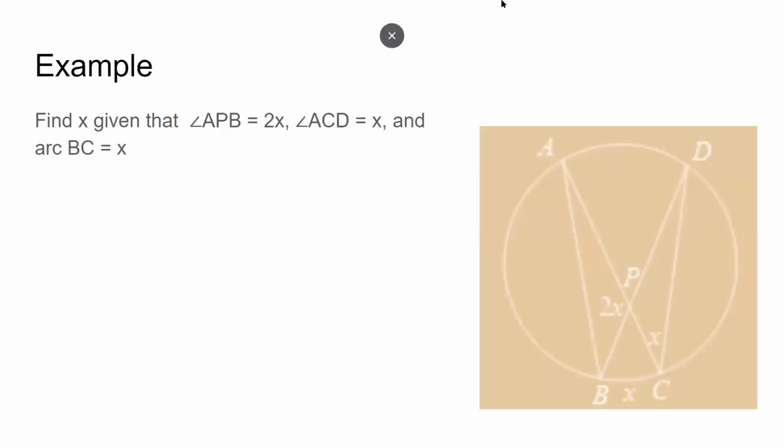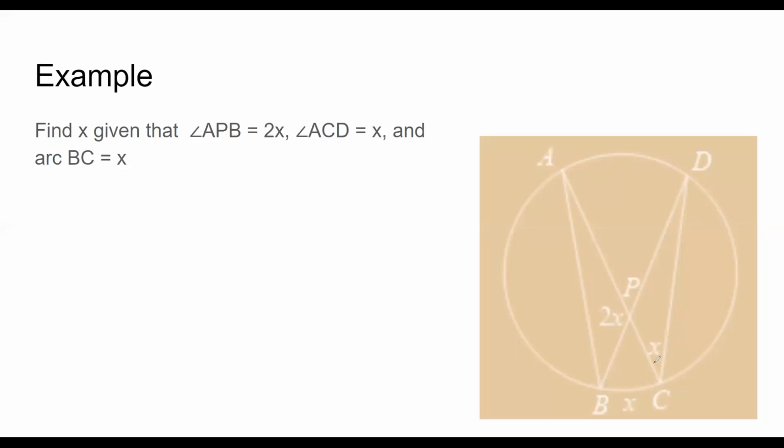So let's do an example here. Find X, which is this angle here, given that angle APB, which is this angle here, is 2X, and angle ACD is equal to X, which we already said. And then arc BC is equal to X.